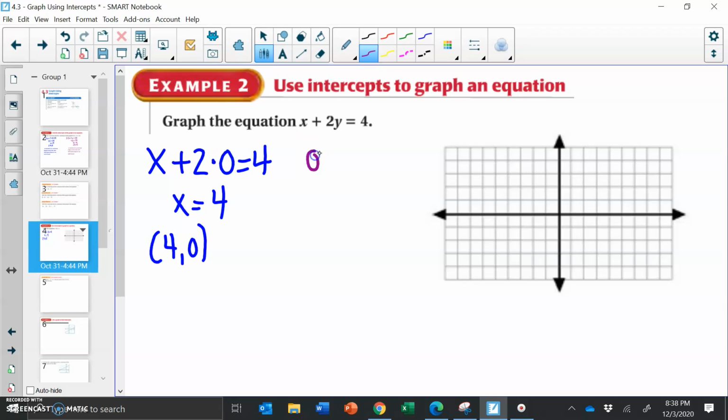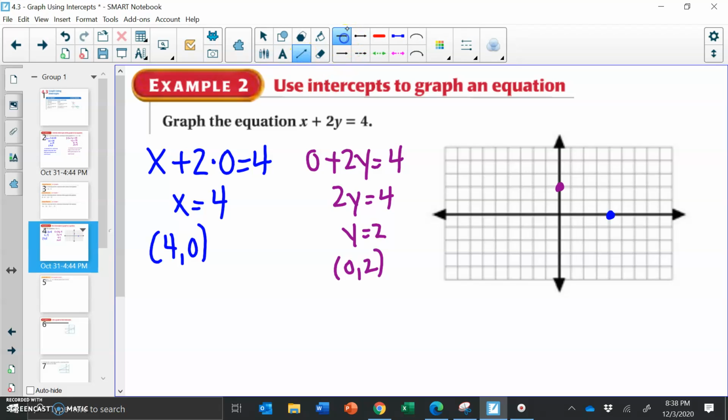To find the y-intercept, I'll plug in 0 for x and solve my equation. The y-intercept is 2, when my x value is 0. I will plot those points. Here's my y-intercept. Here's my x-intercept. And then I can draw a line, connect my dots. And I will remember to put arrows on my line.